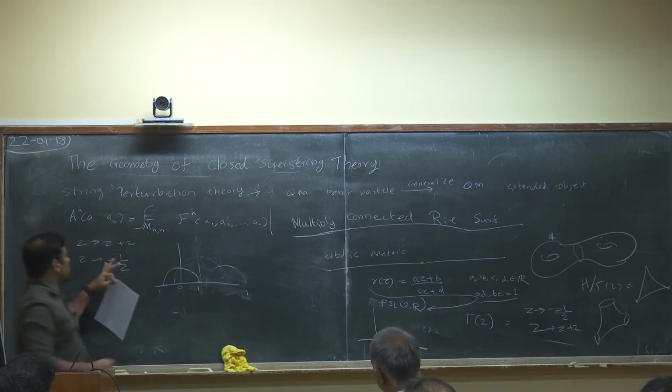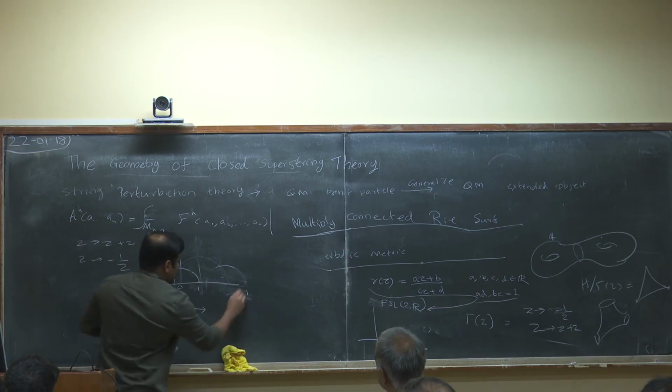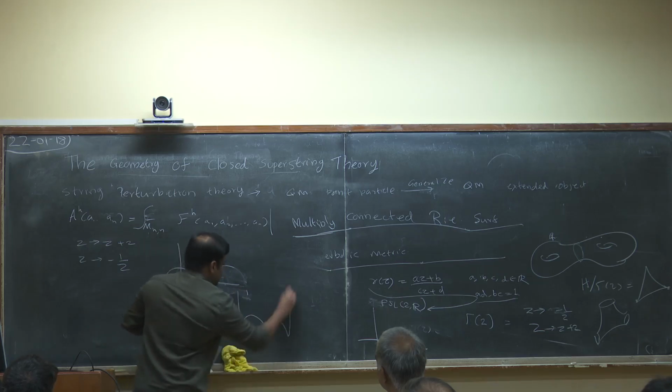Okay. Now I have to do further identification, z going to z plus 2, right? So if I do this identification, what I get is that the fundamental domain looks like this.